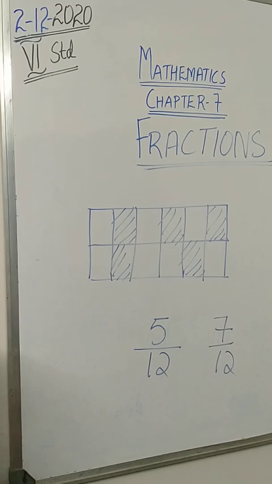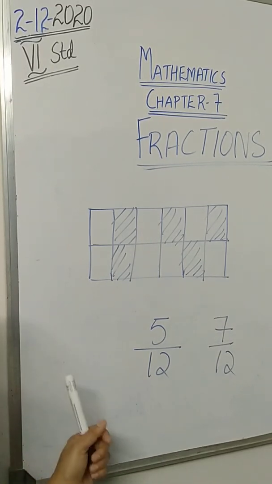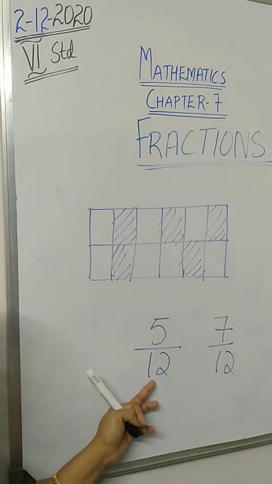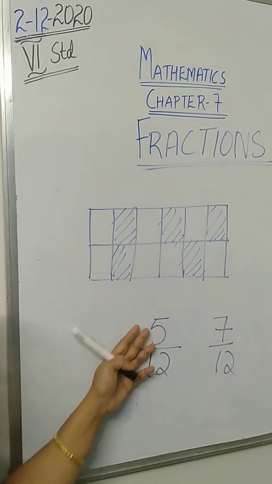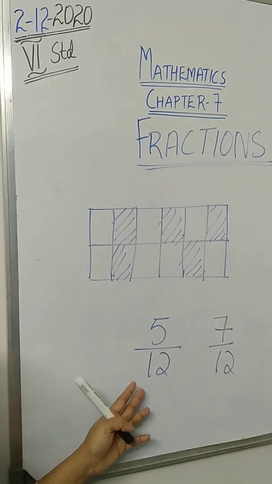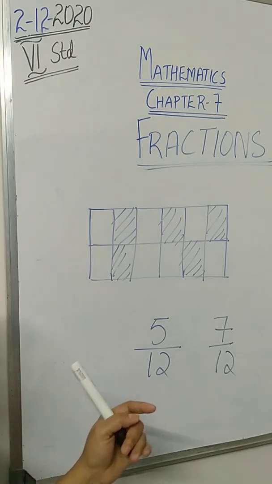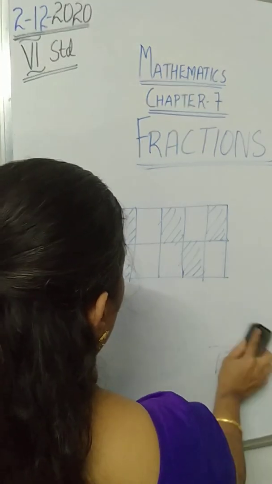I hope it is clear. You understood? So a fraction has two parts. One is the numerator and the other is the denominator. They are written together, then they are called fractions. Yes? I'll show you another figure.